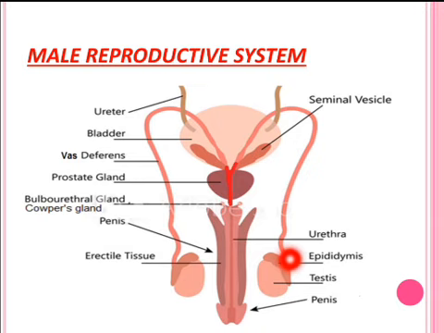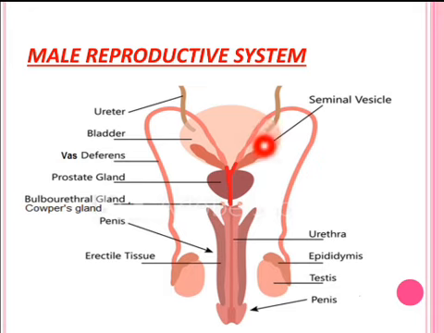Epididymis nourish and store the sperm and serve as the passage for the sperm from testes to these tubular structures called vas deferens or sperm duct. These are the structures that carry the sperm from testes to urethra and from urethra through penis outside the male reproductive system or male body.